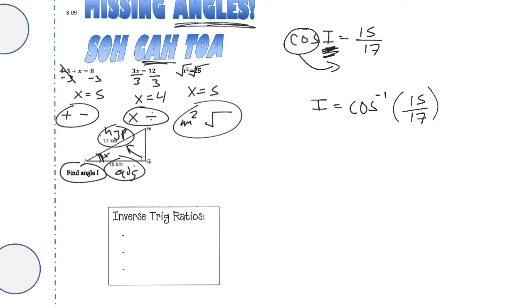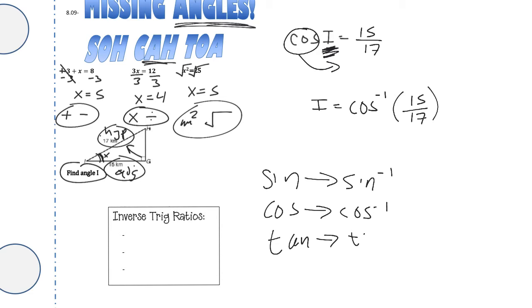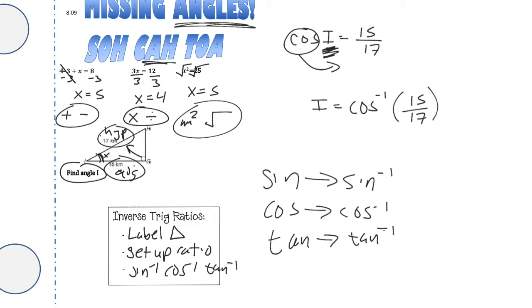So the inverse of sine is sine -1. Cosine, cos -1. And tangent, easy, tan -1. So when we're isolating an angle, we're going to use these inverse sine, cosine, and tangents. So the same things are going to happen here. For inverse trig ratios, we're still going to label our triangle. We're still going to set up a ratio. But we're going to use inverses, so sine -1, cos -1, tan -1, to solve for the missing angle.